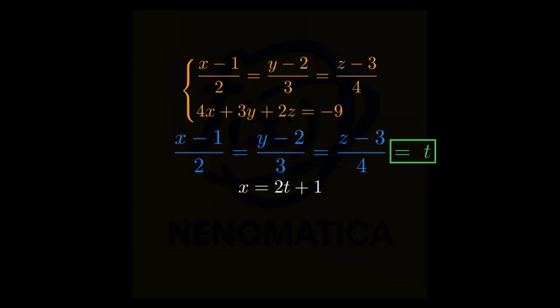From (x - 1)/2 equals t, we get x equals 2t plus 1. From (y - 2)/3 equals t, we get y equals 3t plus 2. From (z - 3)/4 equals t, we get z equals 4t plus 3. Great. Next, we substitute these expressions into the linear equation.